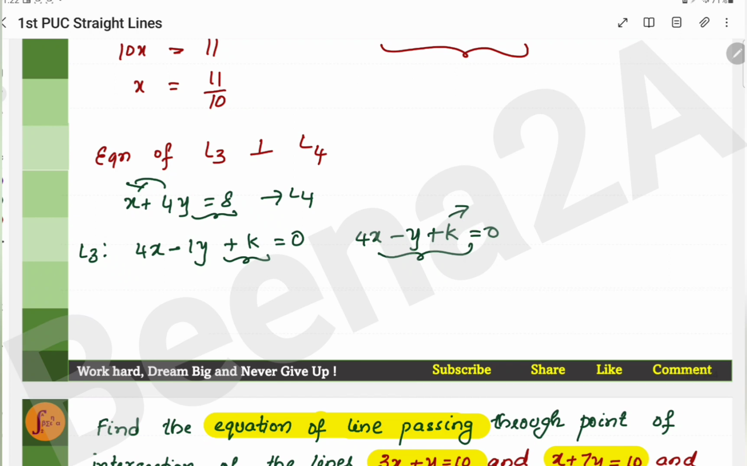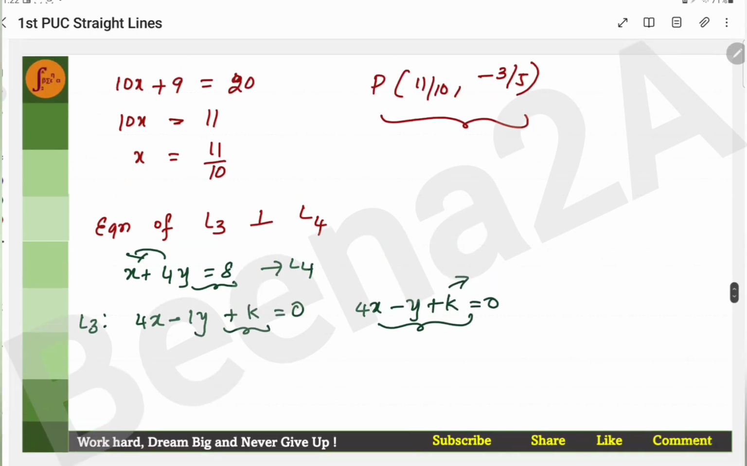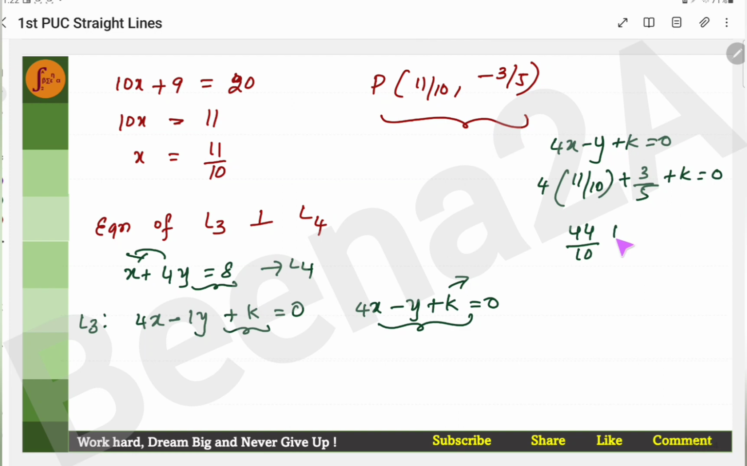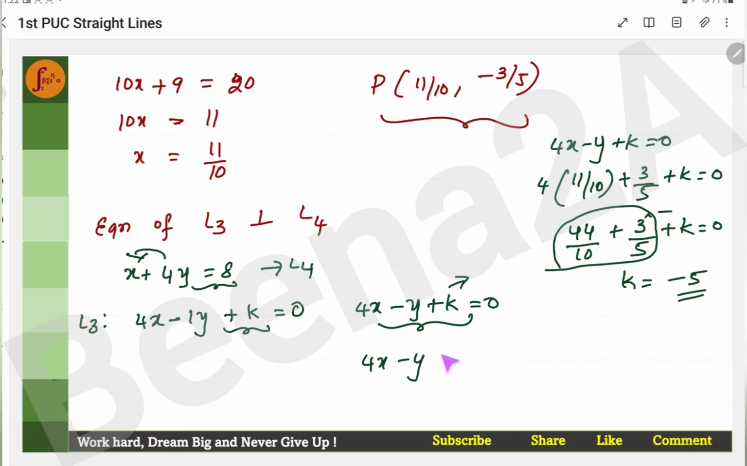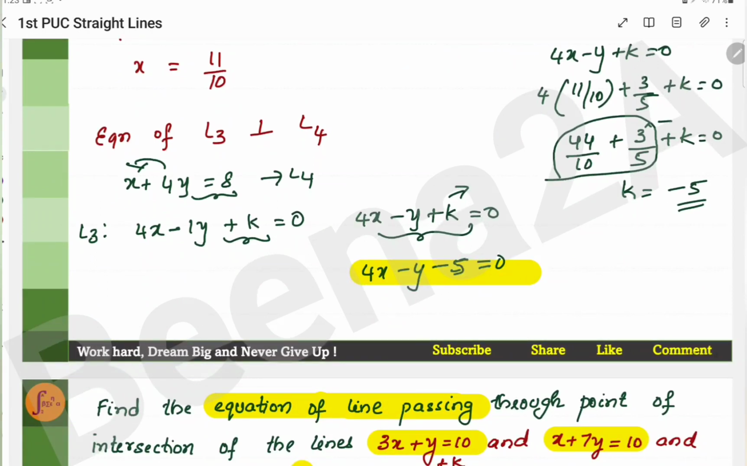Now how do you find the value of k? Same thing, use this point, right? Substitute this point. So 4x minus y plus k is equal to 0. Instead of x, I put 11 by 10. Instead of y, I put minus 3 by 5. So it will become plus 3 by 5 plus k is equal to 0. So when I calculate, I'll get 44 by 10 plus 3 by 5 plus k is equal to 0. When I simplify, I'll get k is equal to minus 5. So I'll substitute here 4x minus y minus 5 is equal to 0. This is the equation of L3, which is perpendicular to L4.